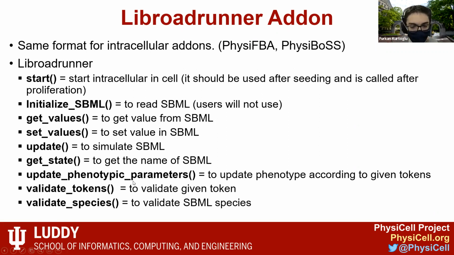The update phenotypic parameters is just updating phenotype parameters according to the given tokens. And validate tokens and validate species are just validating the given token in case of some typos or so. Validate species looks for the SBML names and again validates the name.